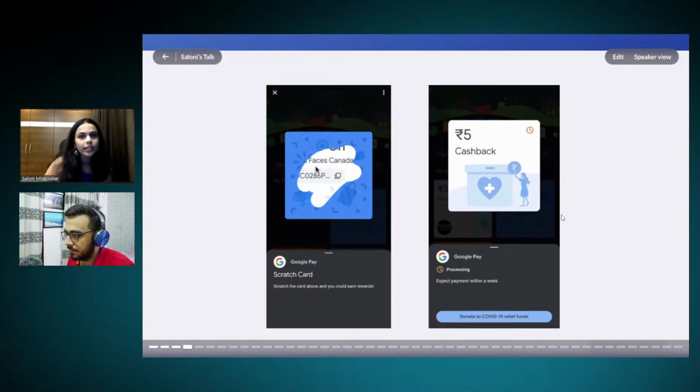So I would say the right hand side is something a user interface designer would do. He visually designs the entire screen, shows you that he decided rupees 5 is important here, writing cashback is important information for the person, and adding this icon and button at the bottom. So these things are done by the user interface designer.